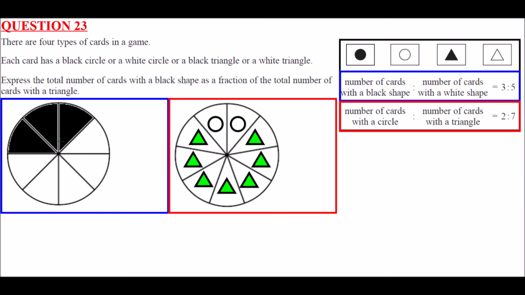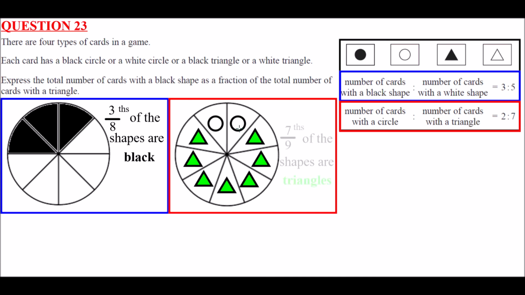So, like I said earlier, you can think of this as fractions now. What fraction of the shapes are black? Well, 3/8 of the shapes are black. And also, thinking separately in terms of types of shape, what fraction of the shapes are triangles? Well, there's 7 out of 9 lots which are triangles, so 7/9 of the shapes are going to be triangles.